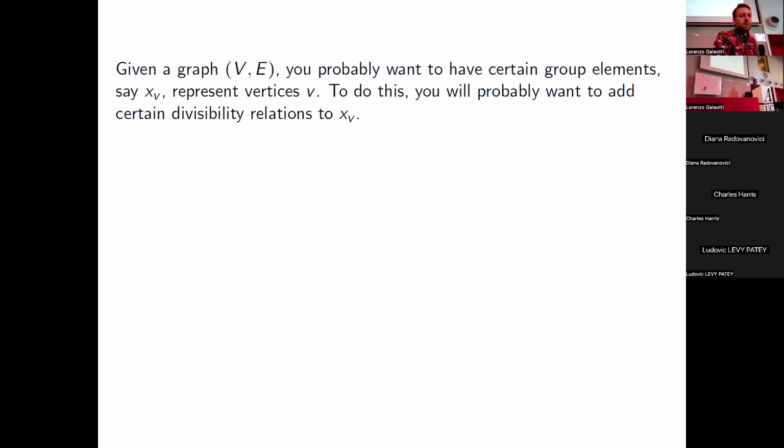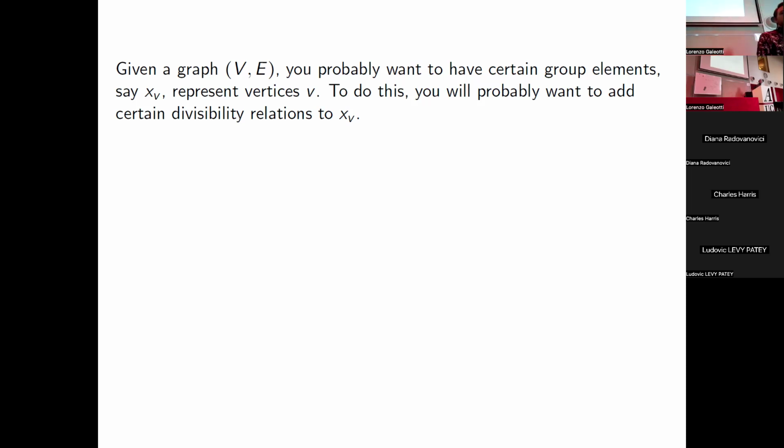So what's the naive thing to try to do? You want to take a graph and turn it into a torsion-free abelian group. So maybe, and this is kind of what we've learned, you want to have certain group elements that represent the vertices. So maybe you pick a group element x_v to represent the vertex v. And then you have all these other elements that you're going to form, because you can add all these x's together and so on. So maybe you want to highlight which of these special elements are representing vertices.